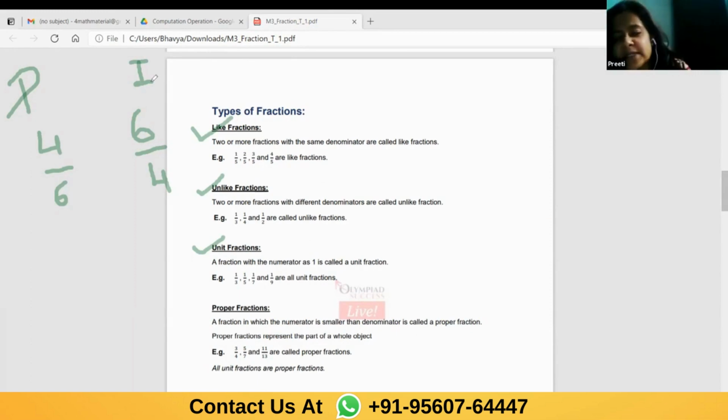Okay, there I was saying that whenever the numerator is less than the denominator, then the fraction is a proper fraction. And if the numerator is bigger than the denominator, then the fraction is an improper fraction. Okay, ma'am. Ma'am, please explain it again.